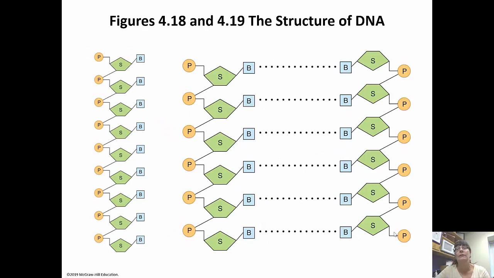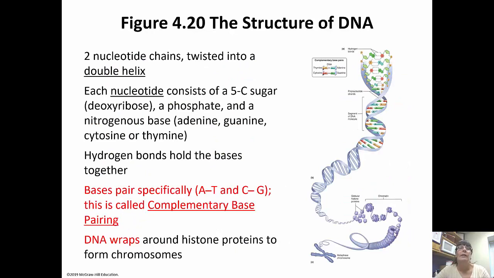This is just showing you DNA. So those dotted lines represent the hydrogen bonds that hold the 2 strands together. So as I said, it's a double helix, and each nucleotide has that sugar, which is deoxyribose, the phosphate, and a nitrogenous base. The hydrogen bonds hold those bases together, and they specifically pair with A to T, C to G, and this is known as complementary base pairing.